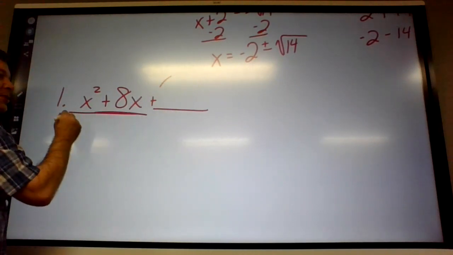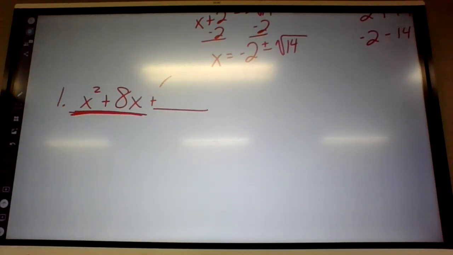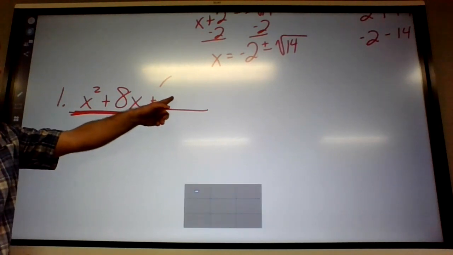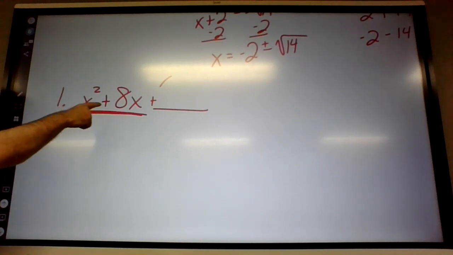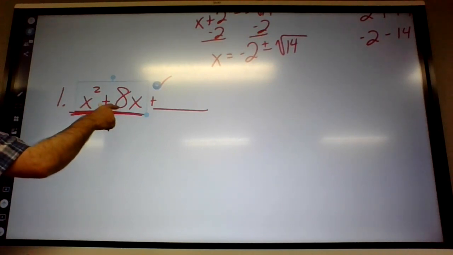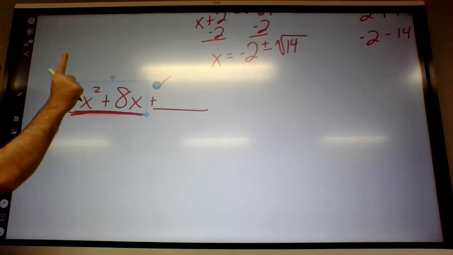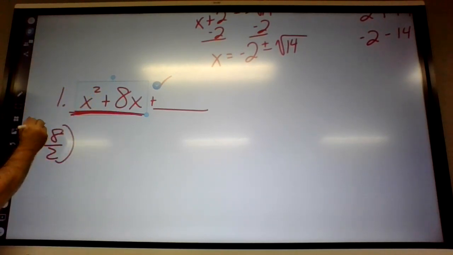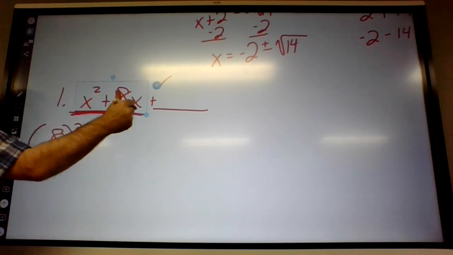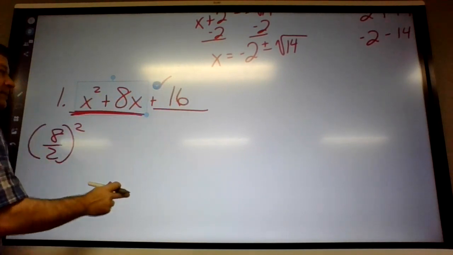So this is what the book wrote down, x squared plus 8x. And basically this is what we're figuring out. What would go right there? Okay, so what did I say we're going to do to this number? Divide by 2 and square it. 8 divided by 2 is 4. 4 squared is 16.